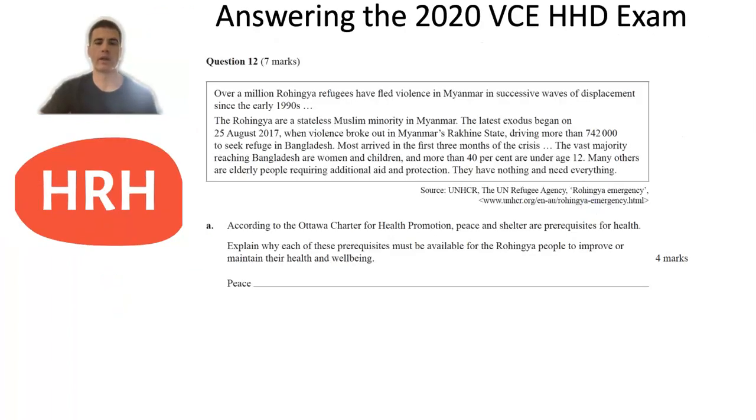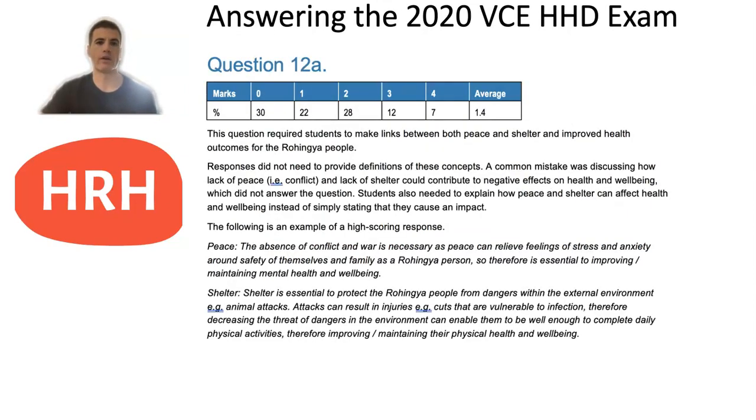You can see here from the 2020 exam, question 12 was worth 7 marks, and it started with some stimulus material regarding Rohingya refugees that were fleeing violence in Myanmar. And so the question was asking you to explain why the prerequisites of peace and shelter must be available for Rohingya people to improve or maintain their health and well-being. So obviously for 4 marks, you have to link peace to a dimension of health and well-being and shelter to a dimension of health and well-being.